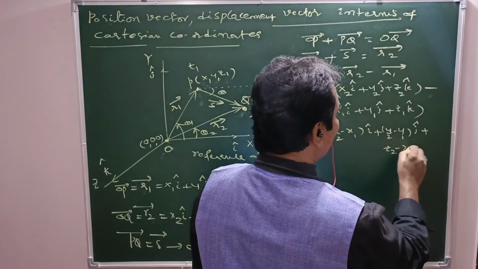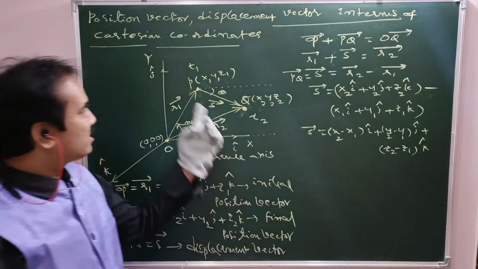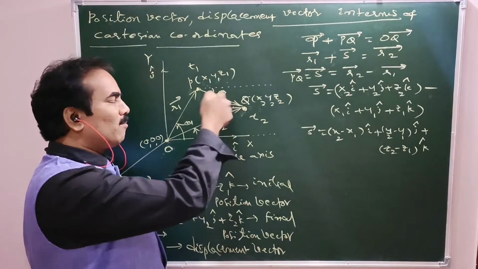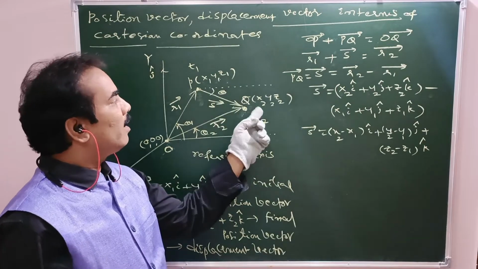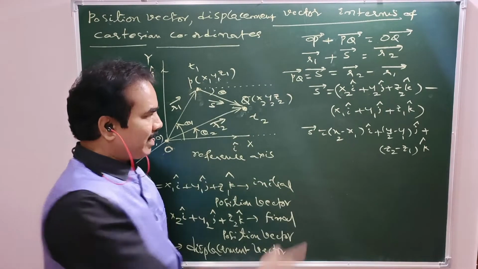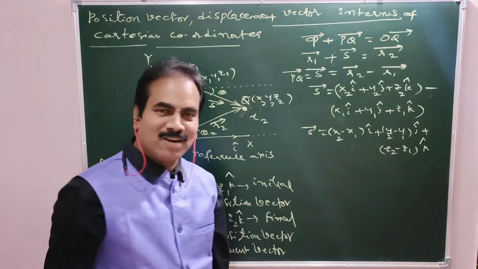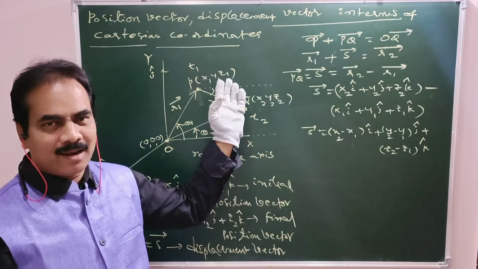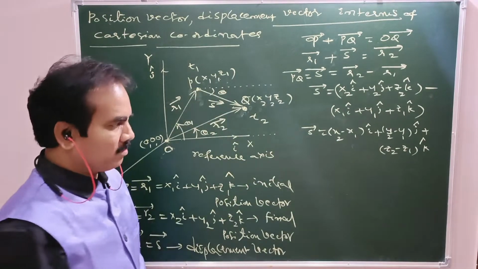z1 into k cap. So this is the displacement vector when the particle is displaced from position P to another position Q, with position coordinates x1, y1, z1 to x2, y2, z2. So x2 minus x1 into i cap plus y2 minus y1 into j cap plus z2 minus z1 into k cap. This is the displacement vector for that particle when it is displaced from position P to position Q.